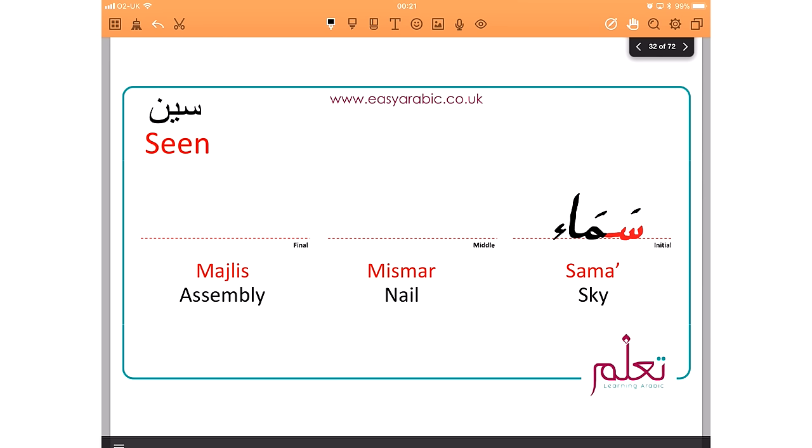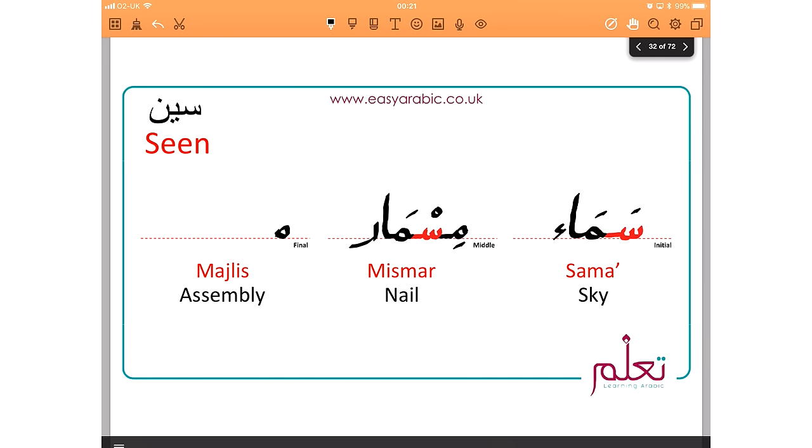Next one is Mismar. So we have the Mim. Then we have the Sin. Then we have the Mim. And then the Alif. Okay, and the Ra. Mismar.